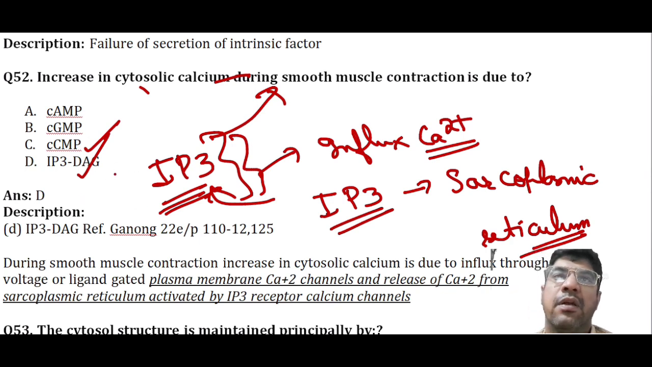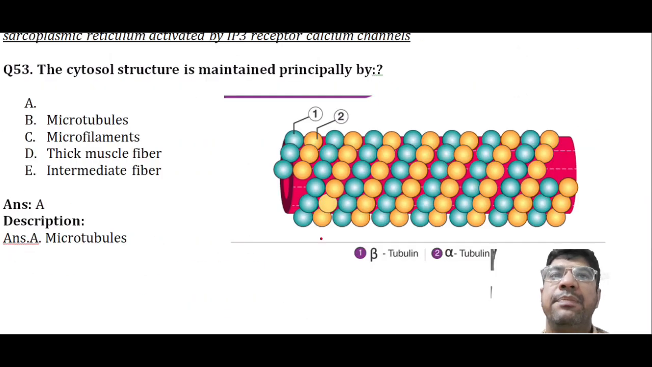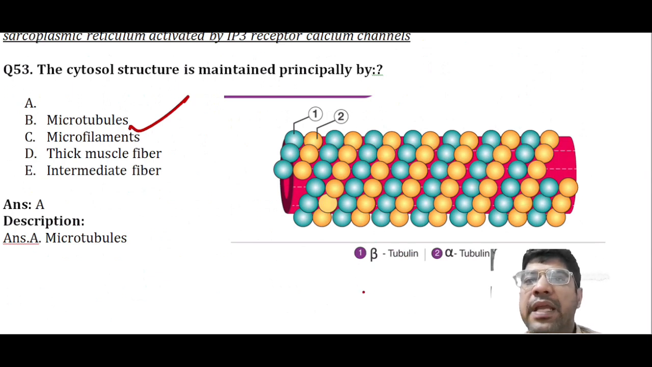The cytosol structure is maintained principally by the microtubules. The cytoskeleton is a network of protein filaments within the cytosol. The cytoskeleton is essential for maintaining the cell shape, providing structural support and facilitating various cellular processes. It consists of three components: microtubules, microfilaments and intermediate filaments.